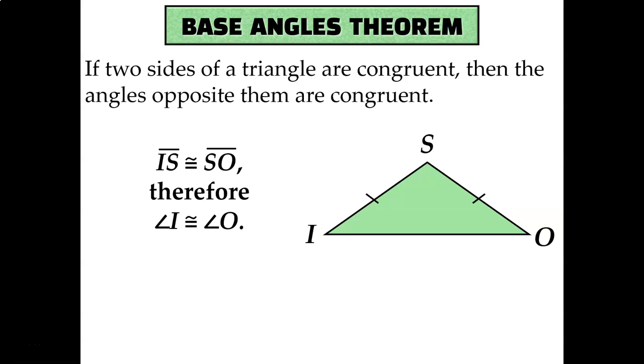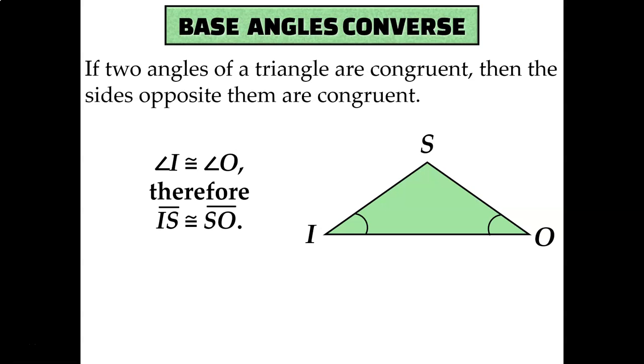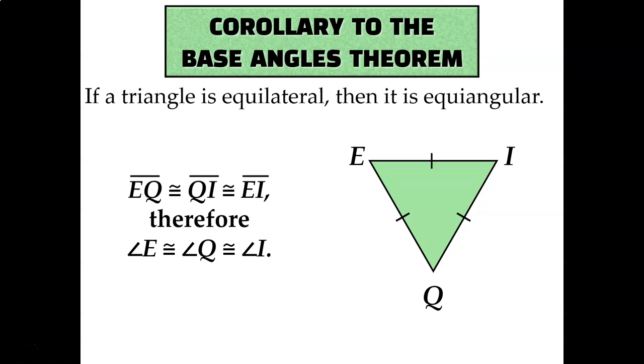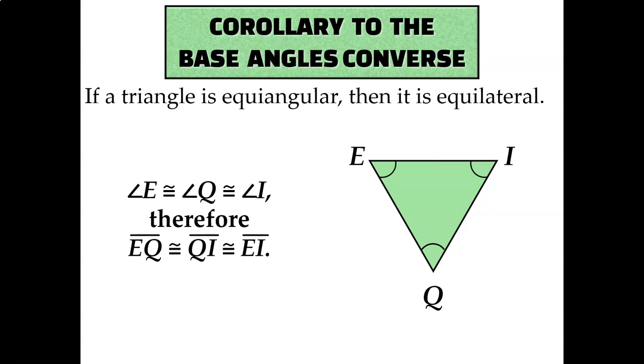The base angles theorem, which says that if there are two sides of a triangle that are congruent, then it must also have two congruent angles. The base angles converse, which says that if a triangle has two congruent angles, then it must also have two congruent sides. The corollary to the base angles theorem, which says that if a triangle has three congruent sides, then it must also have three congruent angles. And the corollary to the base angles converse, which says that if a triangle has three congruent angles, then it must also have three congruent sides.